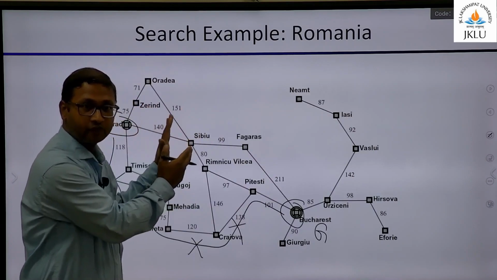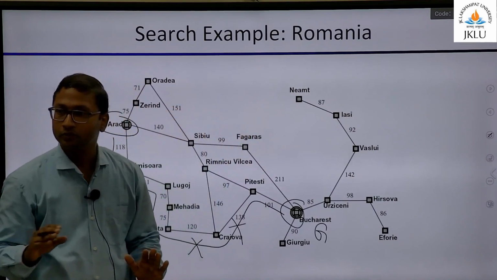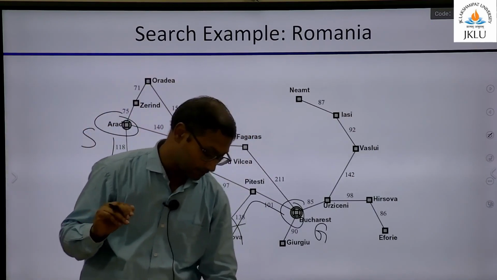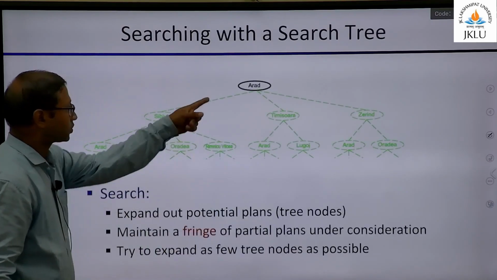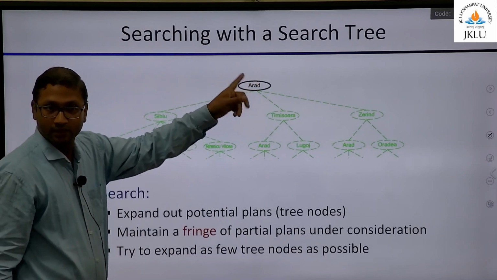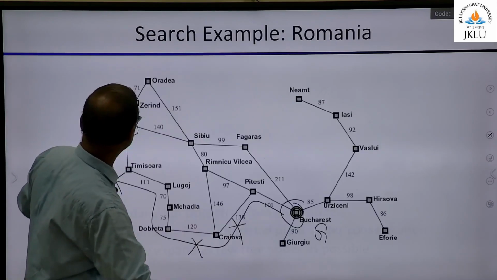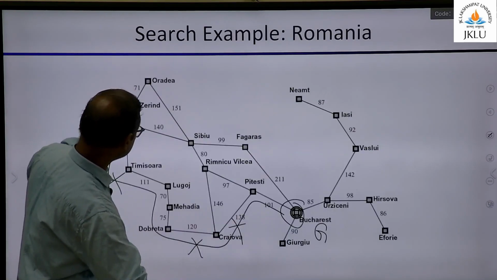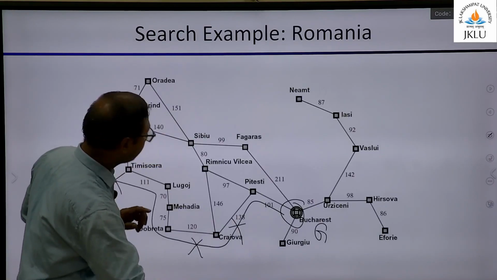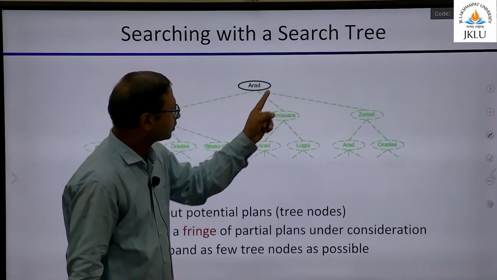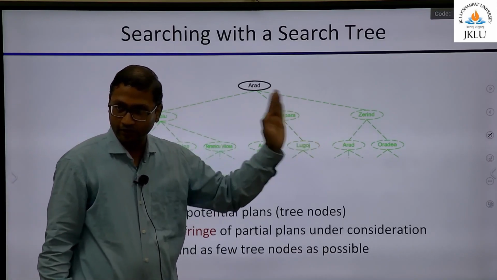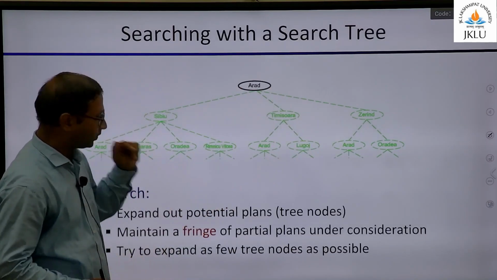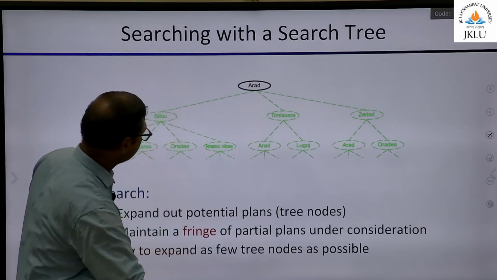Given a graph, you should be able to convert it to a state space, a state search tree. So from Arad, what were the successors? Zerind, Sibiu and Timisoara. What they are doing is keeping it in lexicographic, alphabetic order: Sibiu, Timisoara, Zerind.